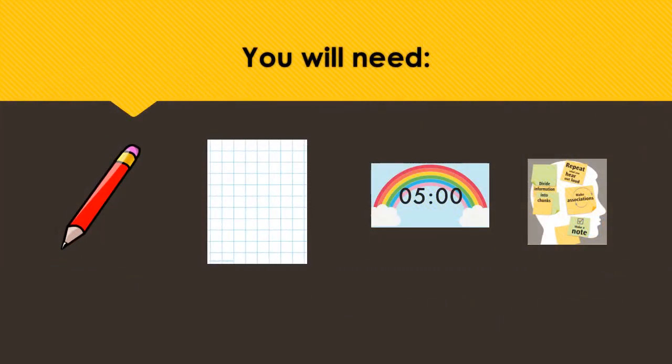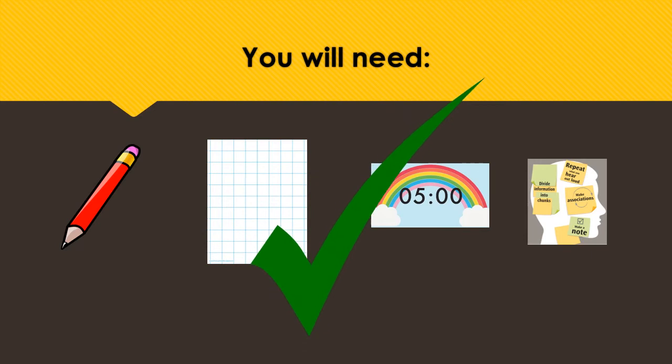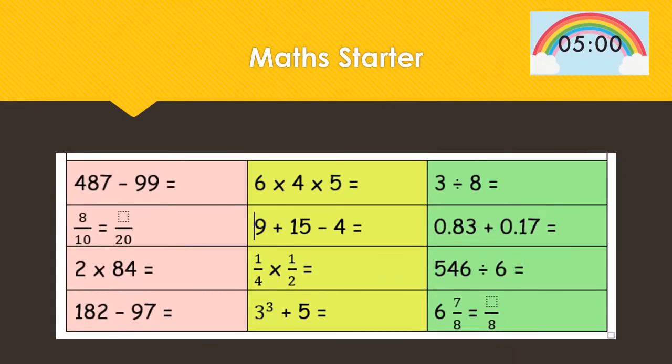So for today's lesson, you will need a pencil, you will need your paper, you will need a timer, and you'll need your thinking hats on. You'll need to go through our starter for today's lesson, which you'll see shown on screen, and set your 5-minute timer, and off you go.